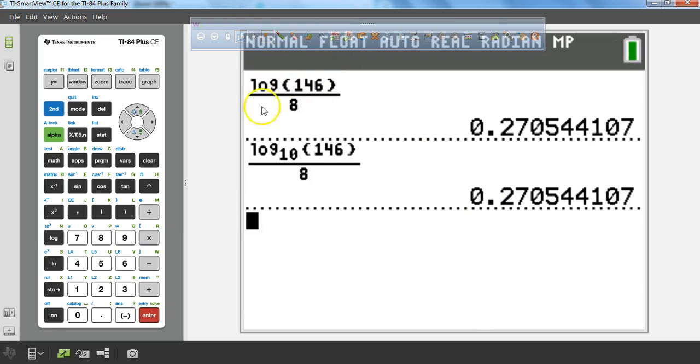But this is a more simplified way of writing it, because you need to understand that with the common log, you don't have to put a 10 there. It's automatically assumed because we count in a base 10 counting system.